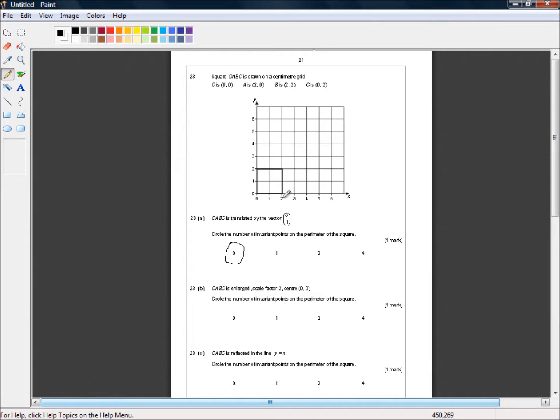So the only number that, when you double it, still equals itself, is 0. 0 times 2 equals 0. So the answer is 1. The origin 0, 0 will be the only point on this whole square where it maps to itself. So there's only one invariant point.